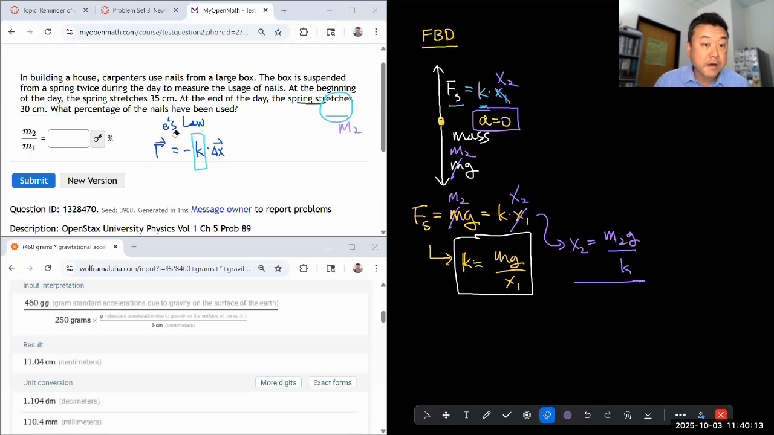In building a house, carpenters use nails from a large box. The box is suspended from a spring twice during the day to measure the usage of nails. At the beginning of the day, the spring stretches that amount. At the end of the day, the spring stretches that amount. What percentage of the nails have been used? Interesting. Let me first sketch out, maybe draw two free body diagrams.